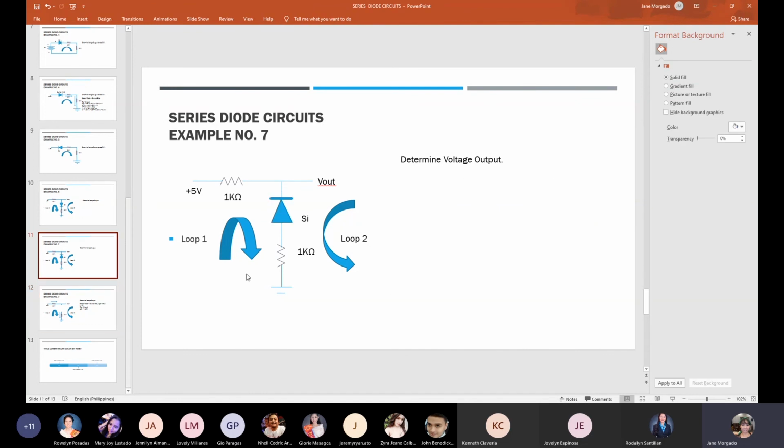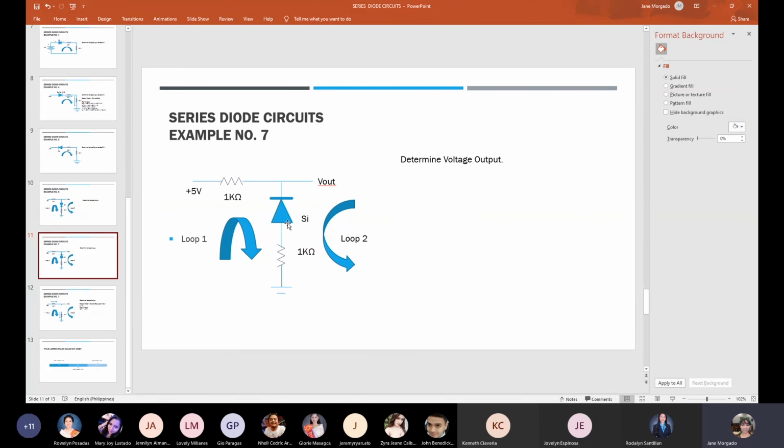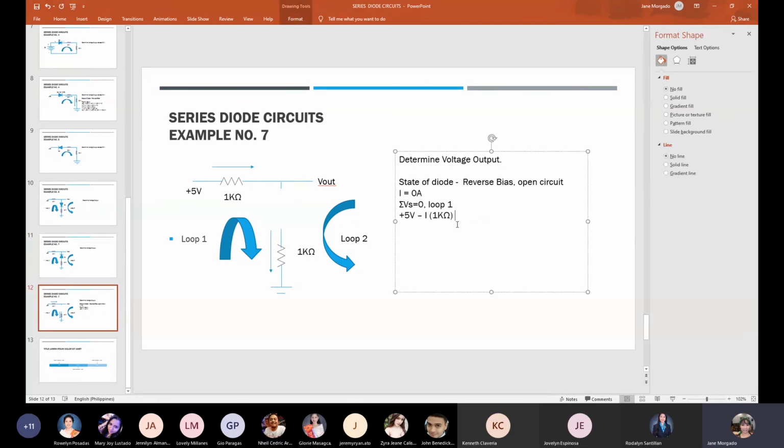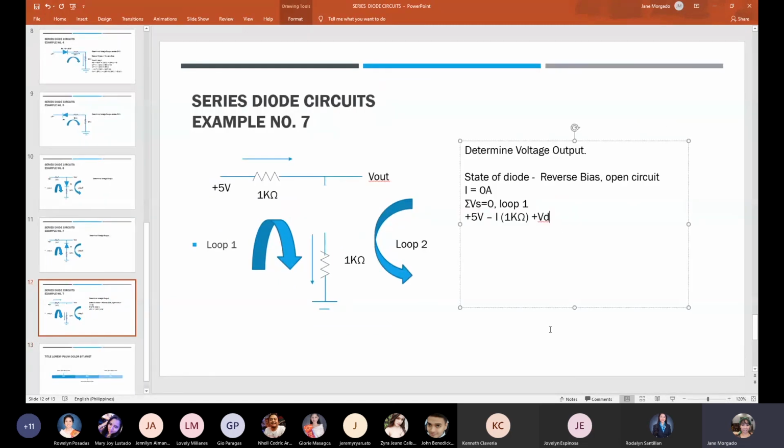Okay. And then, ano ba original nito? Papasok sa negative, lalabas sa positive. Kaya, supposedly, ano yung sign? Plus VD. VD is voltage drop across diode. Then, pagdating dito, may loop. Direction of the loop is same as direction of the current. So, therefore, minus IR. Minus IR ulit. 1 kilo. It's equal to 0. Tama ba? Okay. Ground na to eh.